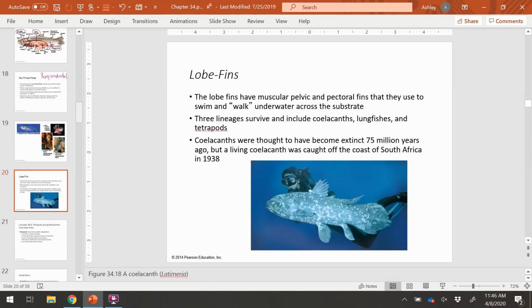And then the second group of the fishes, the lobe-finned fishes, are defined by their muscular pelvic and pectoral fins. These fins have a lobe-like bone. And so that's where they get their name, or their lobe fins. So they have very thick bones here. And so here in this group, there are 3 lineages that survive. The coelacanths, lungfishes, and tetrapods, which will continue to diversify. And so the example shown here is the coelacanth. This was actually once thought to be extinct, but a living one was caught off the coast of South Africa in 1938. And so any of those people out there that play Animal Crossing, you are familiar with the coelacanth.